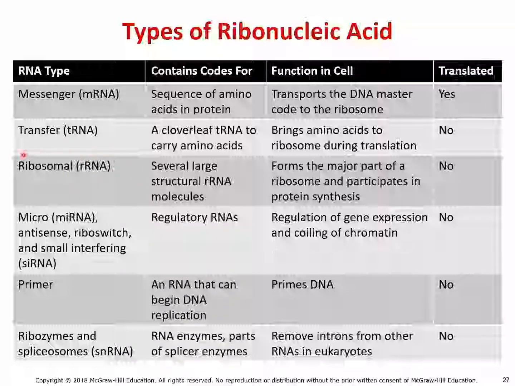So again, ribosomal rRNA. The messenger is the sequence of information to make the protein. The transfer RNA is what's going to carry the amino acids to help us make the protein. Ribosomal RNA helps make the ribosome, which is the structure that makes the protein. But then there are other things like primers, which we discussed as being necessary to start DNA replication. And then we have things like microRNAs, small interfering RNAs, and riboswitches. These are regulatory RNAs, which regulate gene expression.